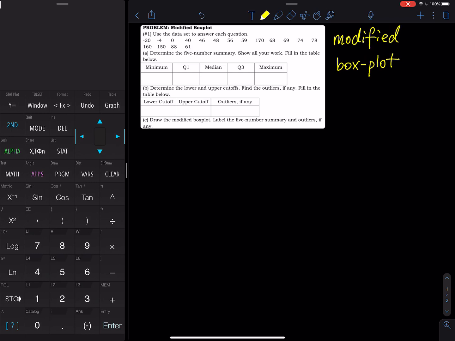So the first thing you do is you have a data set, right? Do you just jump right into the five number summary? The answer is no. You have to sort the data because Q1, Q2, and Q3 are about position. So the position matters. That means you have to sort the data in ascending order.